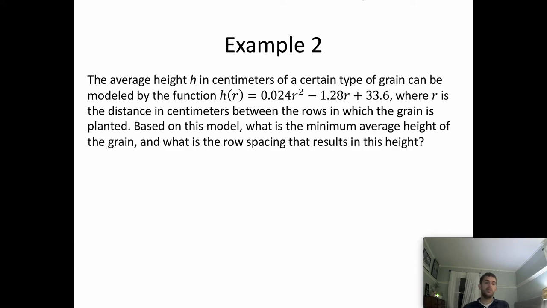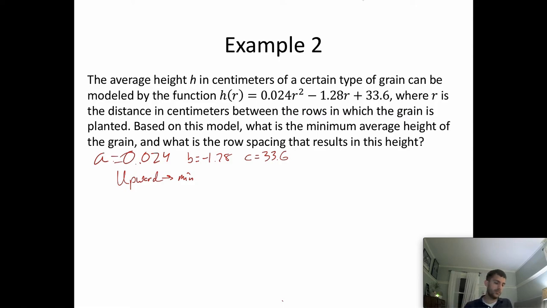So, looking at this, again, identifying our A, B, and C, we've got A equals 0.024. That's pretty darn small. We have our B value is negative 1.28, and our C value is 33.6. So that 0.024 means it's a positive A value, which means it's opening upward, which means we have a minimum. Which makes sense because the question asks for the minimum average height.